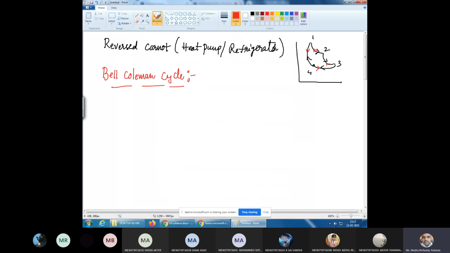The Bell-Coleman cycle is again for refrigerators, or I can call it a reversed Carnot cycle also. Can anyone explain how a refrigerator works? What are the main elements of a refrigerator? I already explained in the second unit. Compressor, condenser, evaporator, expansion valve. Very good. Can you throw light on the working of a refrigerator? How does a refrigerator work?